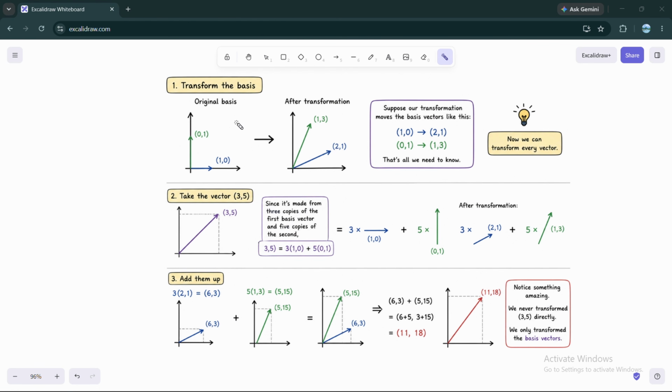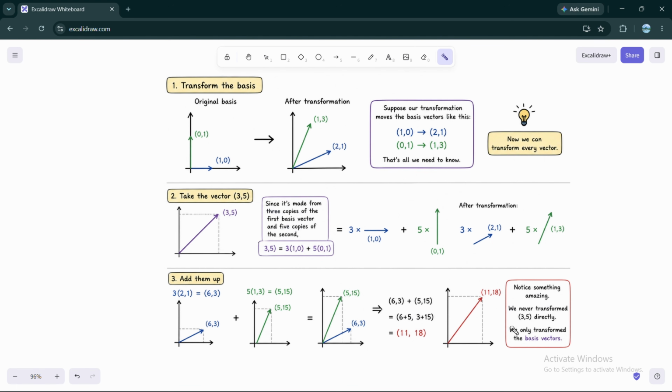Take another simple example. Transform the whole basis. Suppose our transformation moves the basis vectors like this. And that's all. So now we can transform every vector. Now take the vector 3, 5. Since it's made from 3 copies of the first basis vector and 5 copies of the second, after transformation it becomes 3 copies of the transformed first basis vector and 5 copies of the transformed second basis vector. And the final answer we'll get is 11, 18.